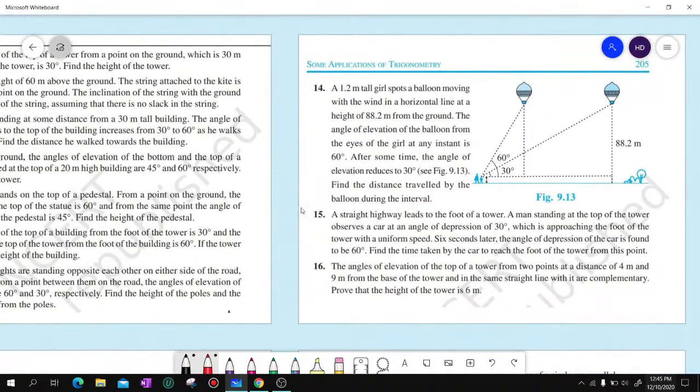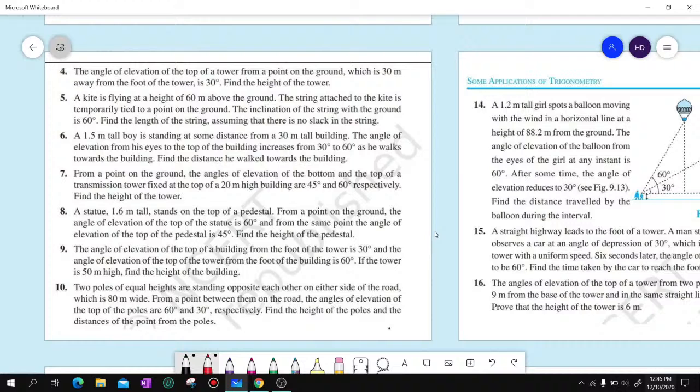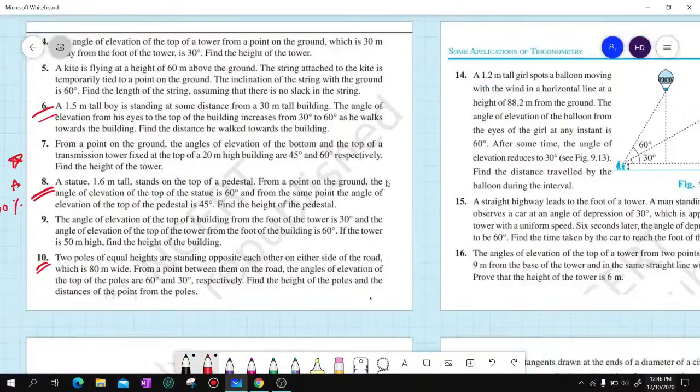And of the remaining problems, the statue question is important, and the 1.5 meter tall boy is important. That's enough. Or 2 equal poles. So 6, 7, 10. 6, 8, 10 are important, and the chance of being asked is more than 90%. And I'm leaving 14, 15, 16.